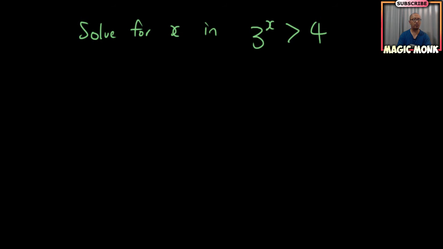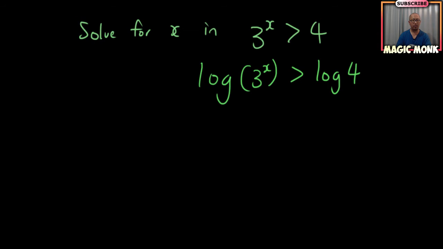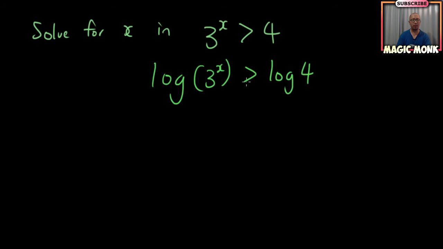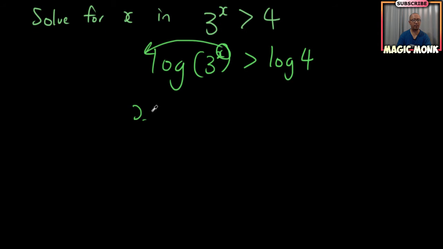So what I'm going to do to solve for x is I'm going to pretend this is equals, and I'm just going to log both sides. So log bracket 3 to the power of x is bigger than log 4. So when you log both sides, the inequality sign can stay the same. You don't have to reverse it. So now let's bring the x to the front. So we have x times log 3 is bigger than log 4.